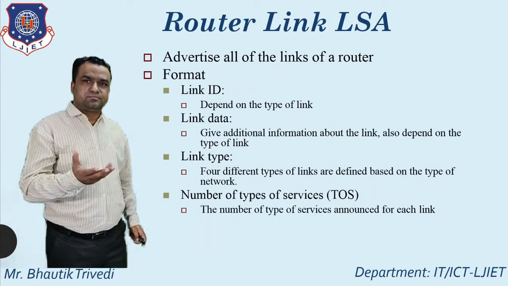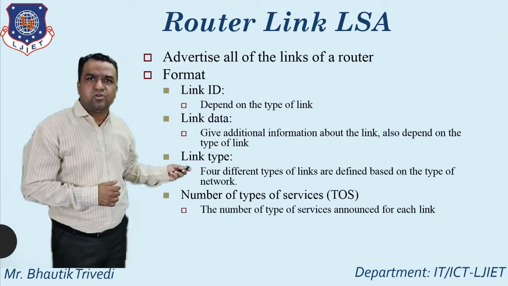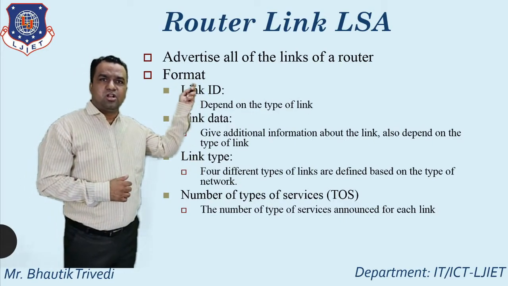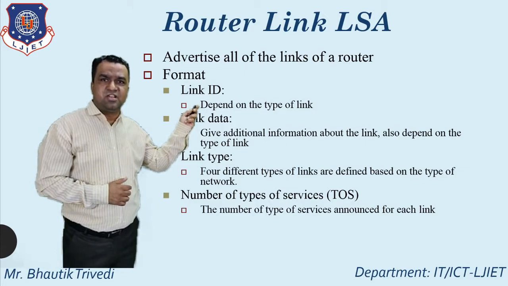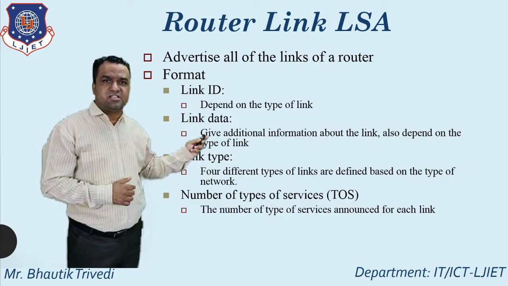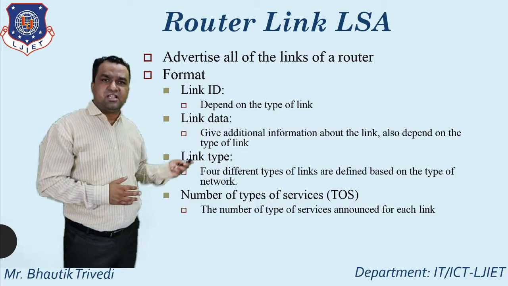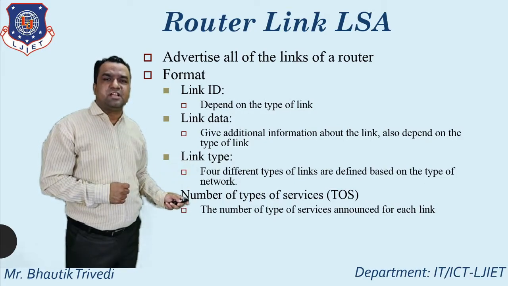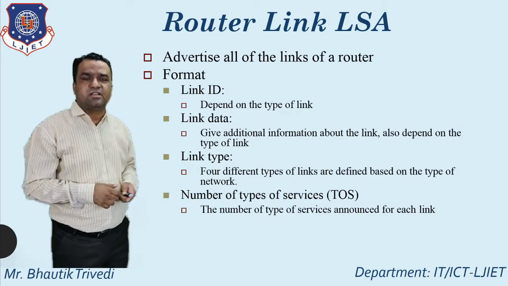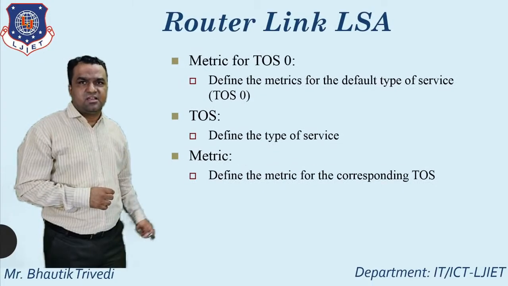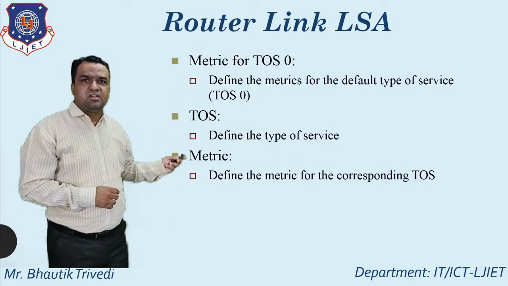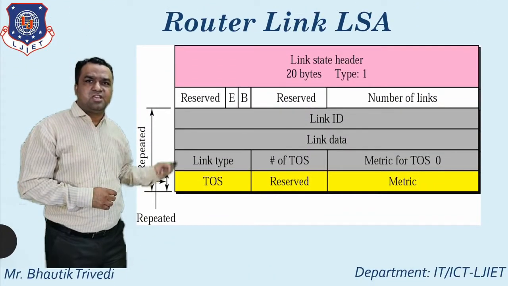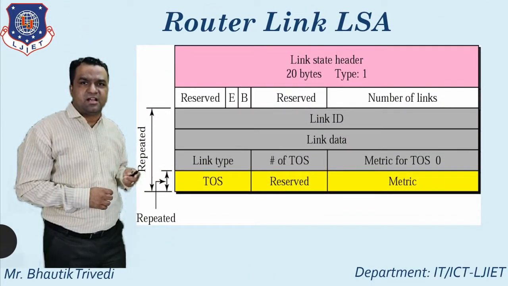And the router link LSA, all of you know. It advertises all the links of the router, so mainly 4 important points. First one, the link ID, second one, the link data, third one, the link type, and fourth one, the type of services supported by the router link LSA. Metric for TOS means type of service, and here you just see the router link LSA diagram.